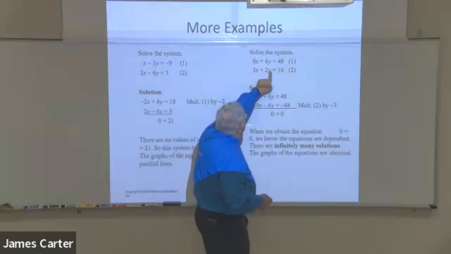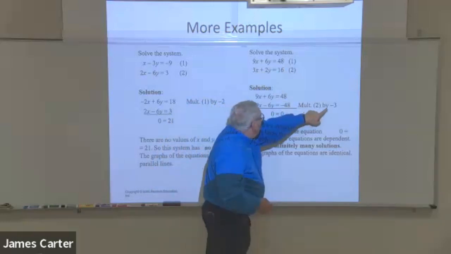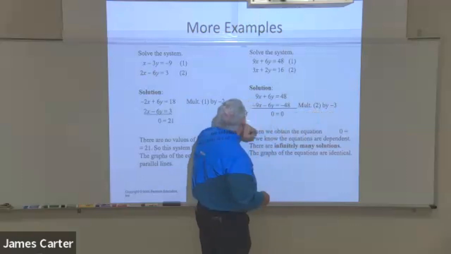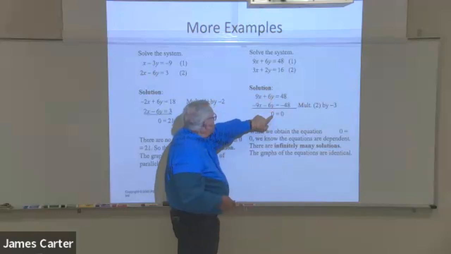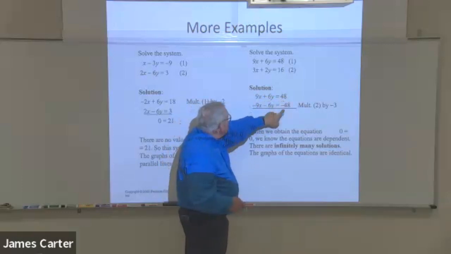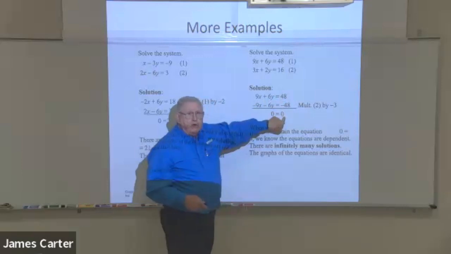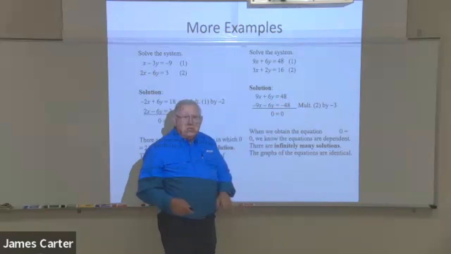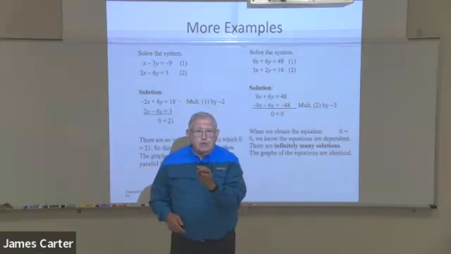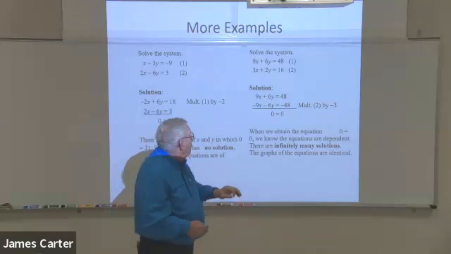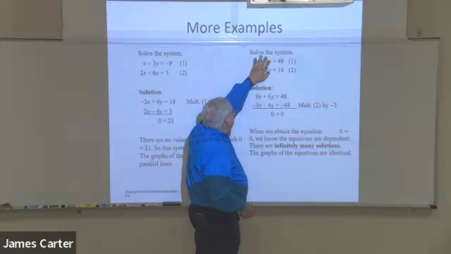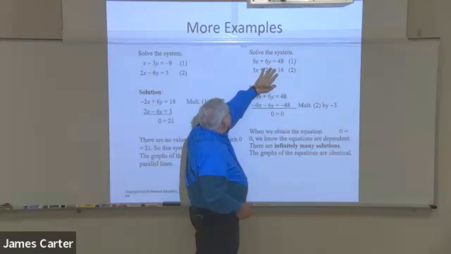So I'm going to multiply equation 2 by -3, so I've got an opposite pair. Well, in this case, once again, all my x's and y's cancel, but in this case, so do the numbers. This means that I got a universal truth. Okay? That means that these two lines are actually the same line.